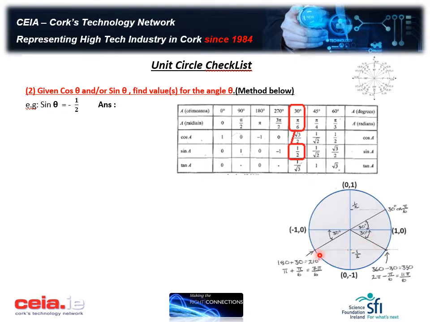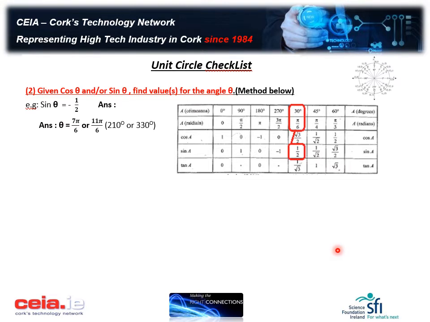But the other place that sine equals minus a half hits the unit circle is here, and we can think about this as pi plus pi over 6, or 7 pi over 6. So our answers are theta is equal to 7 pi over 6 and/or 11 pi over 6. It's important to remember that there are usually two answers to questions like this. And it's probably a good idea to give your answers in both radians and degrees unless asked otherwise.